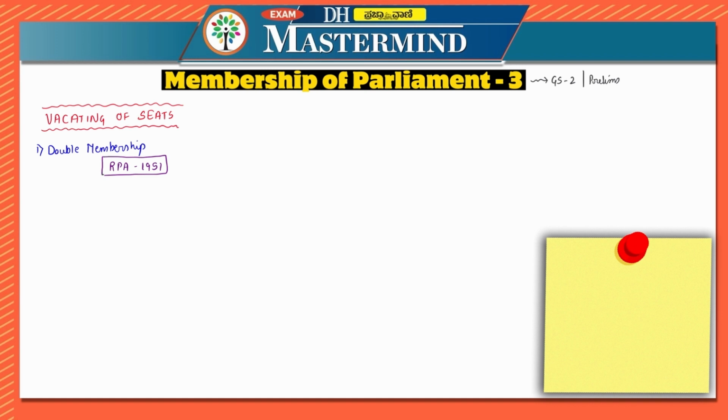So what is the first condition? If a person is elected to both Lok Sabha and Rajya Sabha, that is, elected to both houses. Second, if a sitting member is elected to the other house. Third, if a person is elected to the same house from 2 places. So these are the 3 conditions.